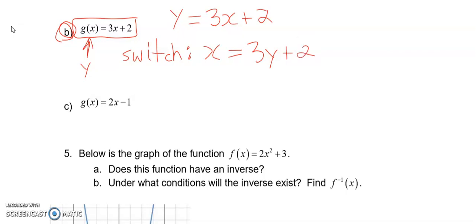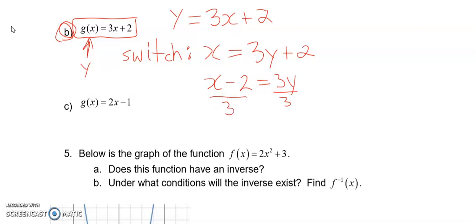Now, believe it or not, that is the inverse. That really is the opposite function of what we started with. The only thing is, you have to write it looking like a function of x. So you have to get the y by itself. So if you do that, you're going to have x minus 2 equals 3y. And you divide now both sides by 3.